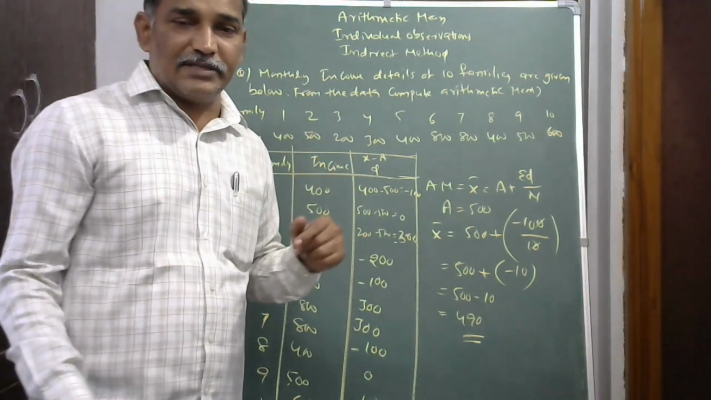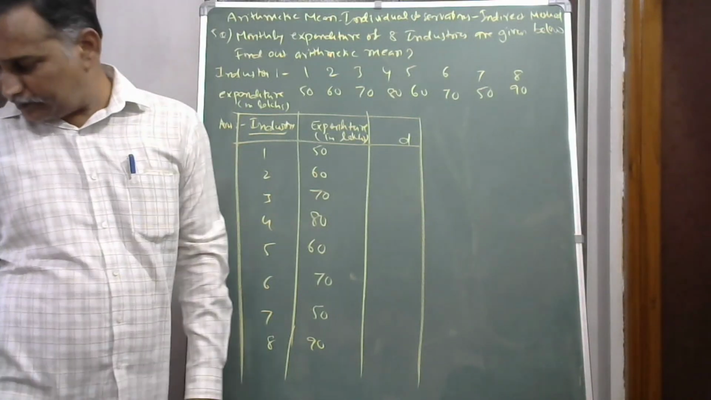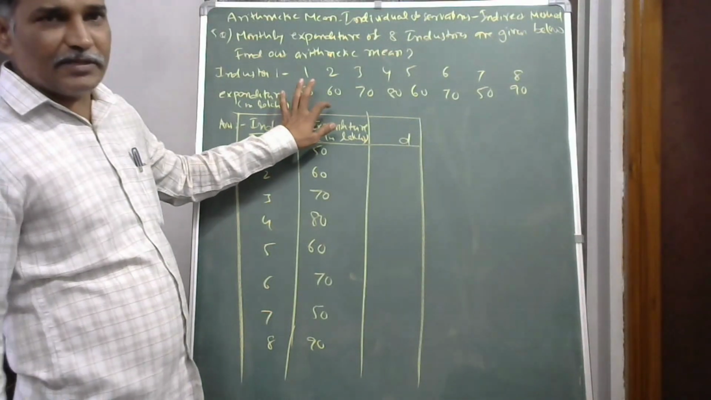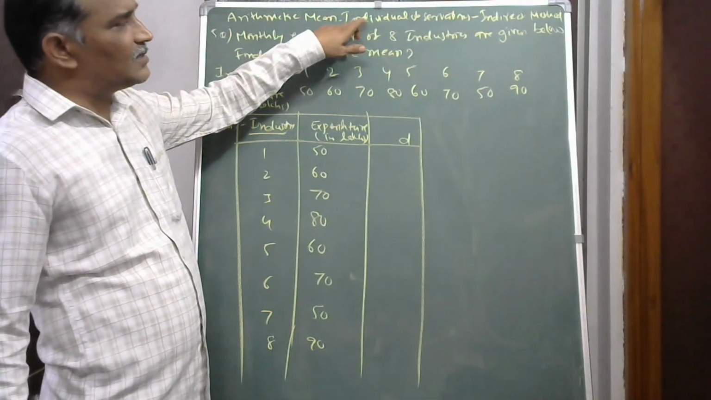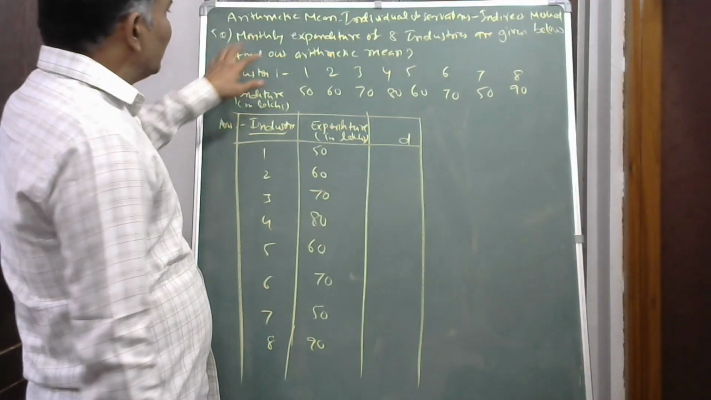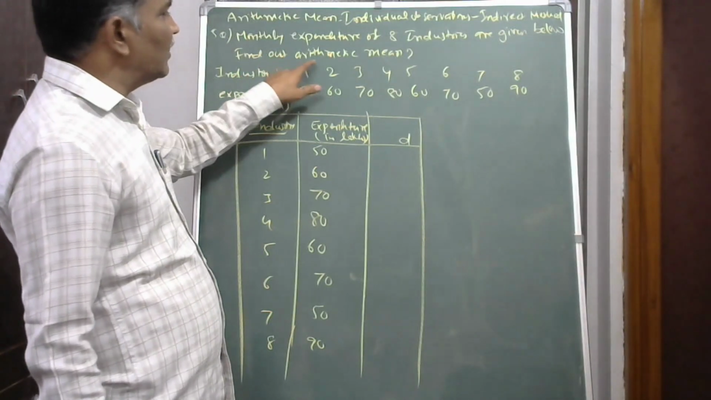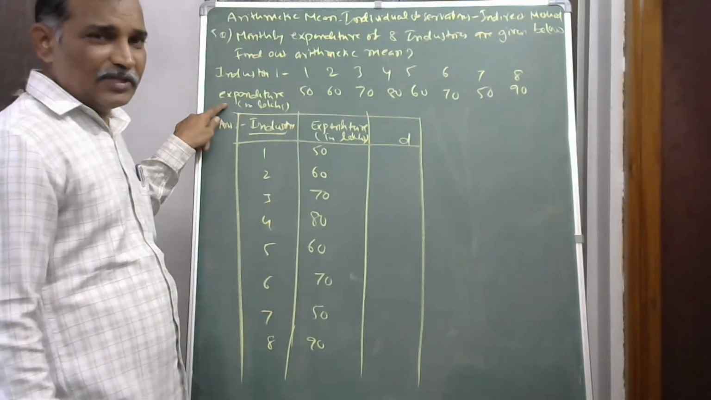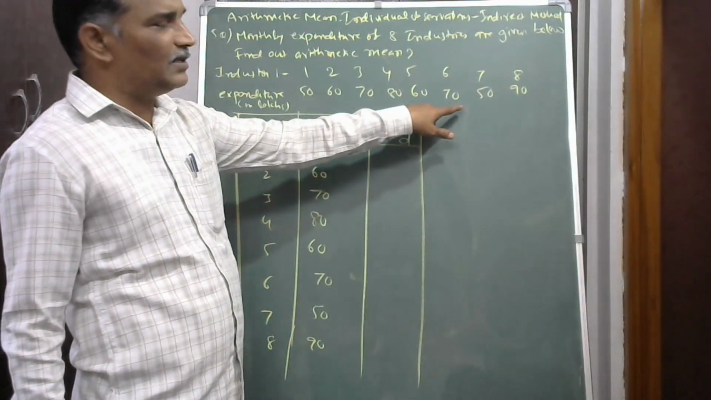So we will see the next problem. This is the second problem in arithmetic mean, individual series, indirect method. I am reading the problem. Monthly expenditure of 8 industries is given below. Find out the arithmetic mean. Industry 1, 2, 3, 4, 5, 6, 7, 8, expenditure in lakhs. The amount given is in lakhs: 50, 60, 70, 80, 60, 70, 50, 90.